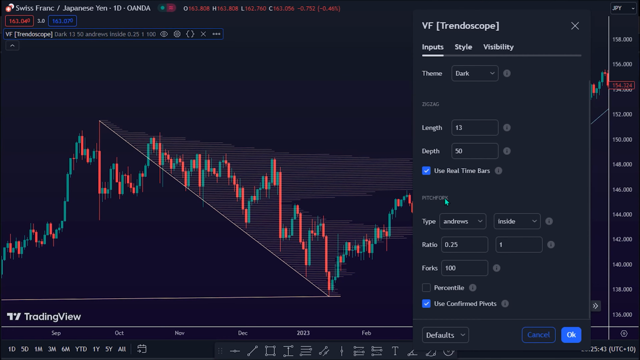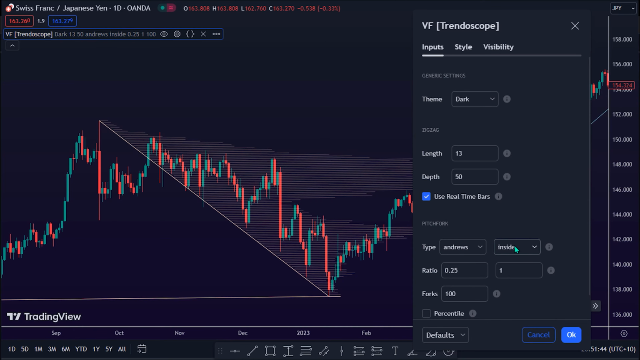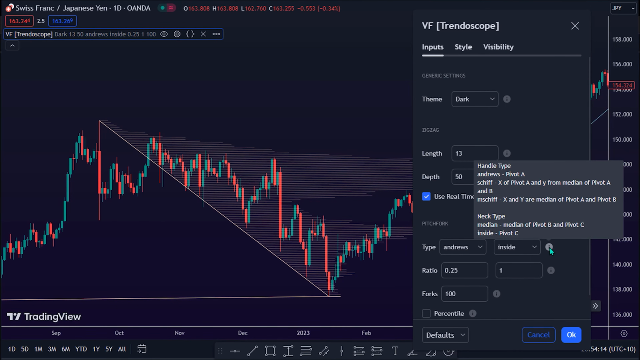Under the pitchfork settings, there is the type, ratio, forks percentile, and use confirmed pivots. The type has 3 available options to choose from, and they are Andrews, Schiff, and Modified Schiff. By default, Andrews and Inside are selected. The ratio value is 0.25 and the range ratio for which drawing pitchfork is allowed is 1. Andrews pitchfork handle starts from A and joins the base at mid of B and C. Forks are drawn based on fib ratios from the handle.